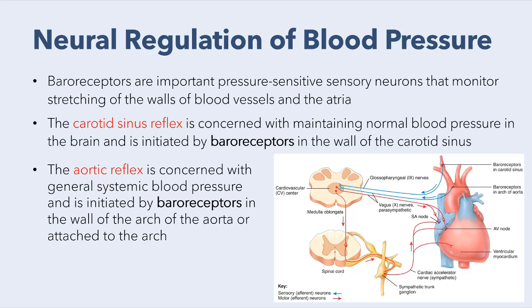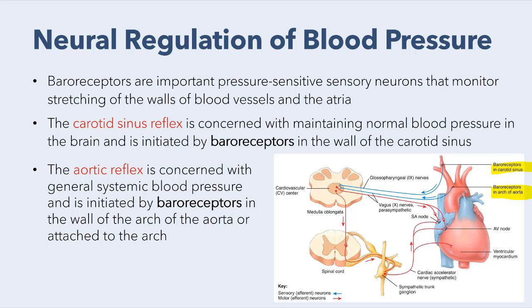Let's start first with baroreceptors. Baroreceptors are receptors that are sensitive to changes in the pressure, especially pressure due to the stretching of the walls of the blood vessels and the atria. We find those receptors concentrated in a couple of areas. Number one, in the arch of the aorta. So we find some of the baroreceptors here. And these are concerned with just general changes in the blood pressure in the systemic circuit. And we find them in this arch. And then we have the baroreceptors in the carotid sinus. And this one is involved in maintaining blood pressure in the brain.